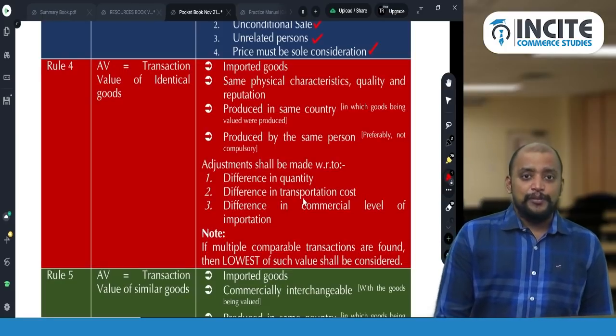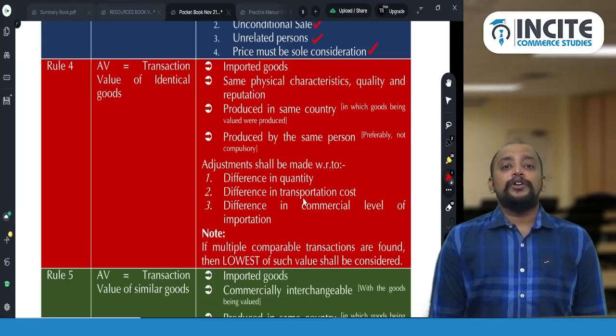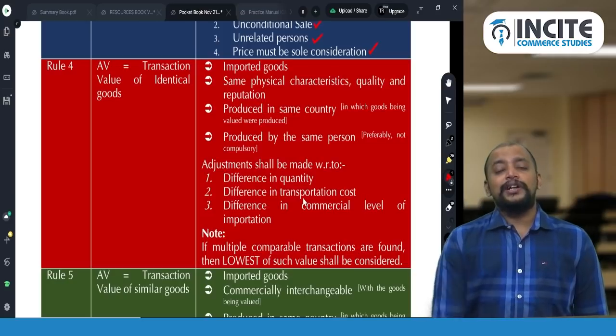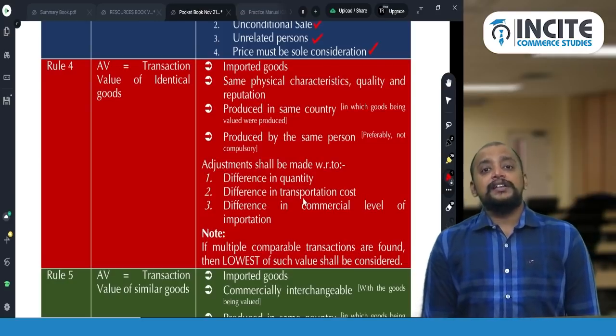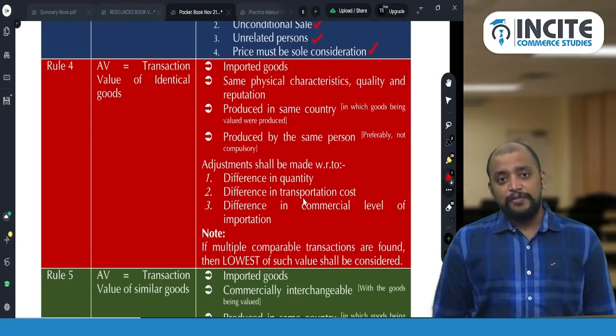So it is of the same reputation. LG and Samsung, same reputation, you can take. But when you are importing an IFB washing machine, don't take a Samsung washing machine as a comparable, because the reputation is completely different for IFB versus Samsung.